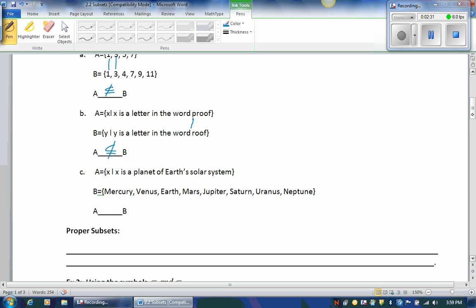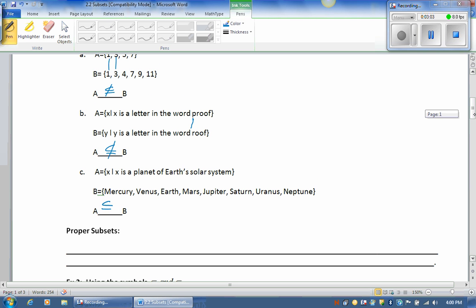Let's do another one. X such that X is a planet of Earth's solar system, and we've got Mercury, Venus, Earth, Mars, Jupiter, Saturn, Uranus, and Neptune. So if I have a planet in Earth's solar system, are they all a member of that group? All of the planets in the solar system are listed here, so that is going to be a subset.